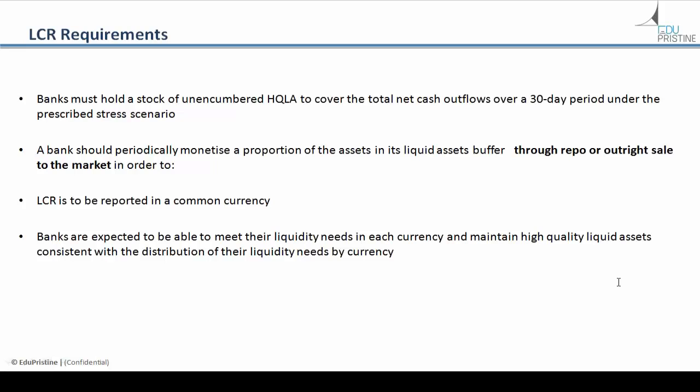Banks are expected to be able to meet their regulatory needs in each currency and maintain high quality liquid assets consistent with the distribution of their liquidity needs by currency. So for all the major currencies, any large currencies, you need to ensure that you have enough liquidity in those currencies for each of the jurisdictions the bank is operating in. Which means if you're sitting in the UK, you need to make sure that you have sterling, and if you're in the US, you need to ensure that you have enough US dollars.